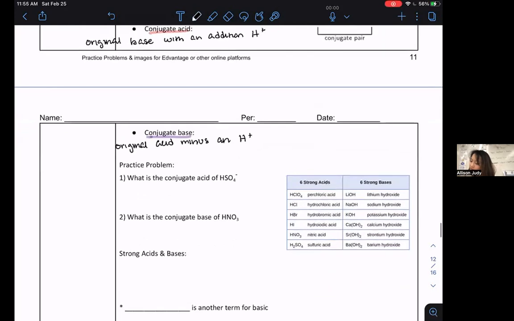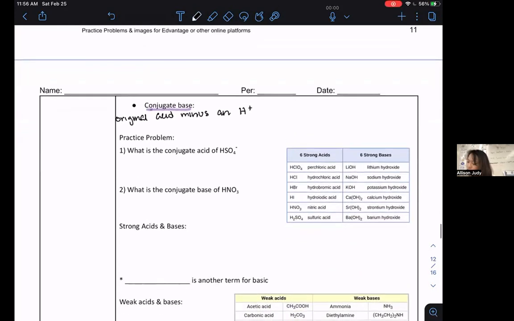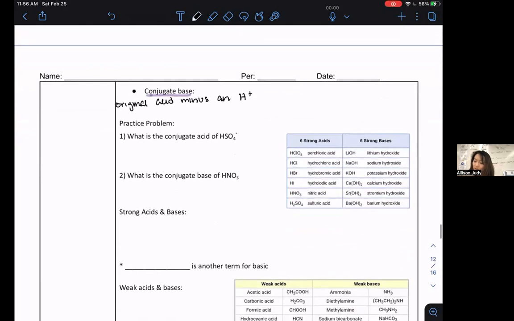Okay, so for a couple practice problems, can you quickly identify what would be the conjugate acid of the original HSO4 minus ion? What was the conjugate base of the original HNO3 molecule? And go ahead and just do that for one moment.